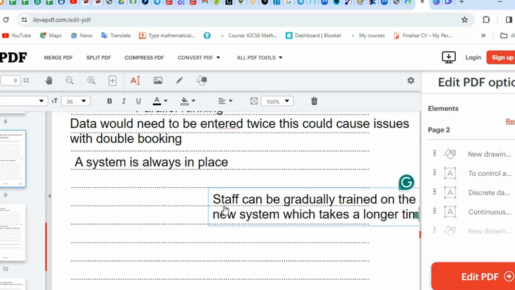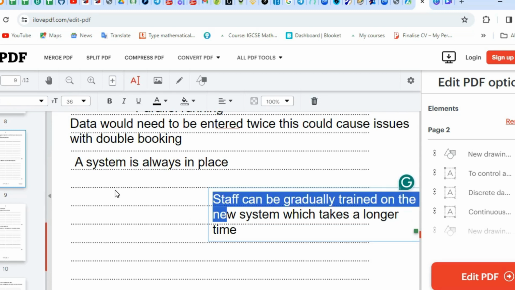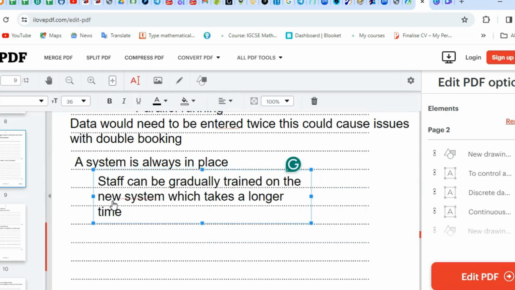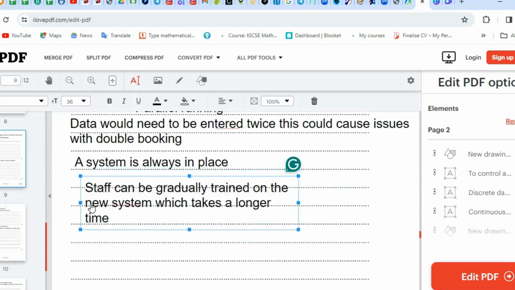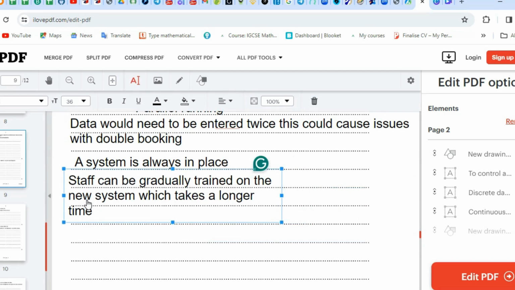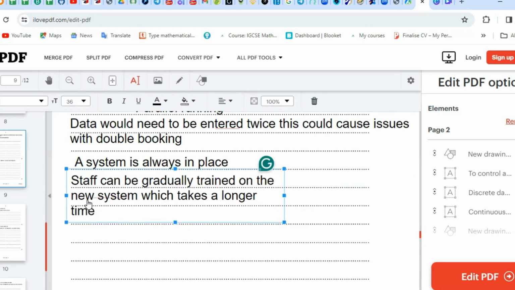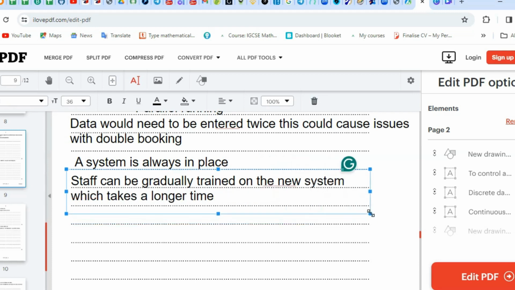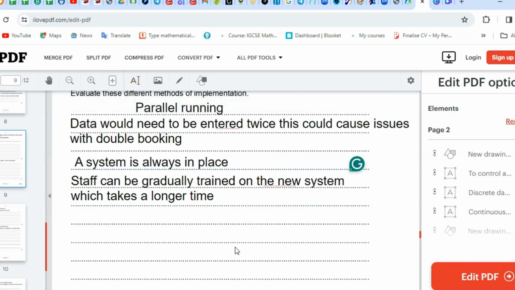Like I told you, I'm going to read the rest for you. Another one is parallel running is more expensive than direct changeover. It is more expensive to operate, as there are two sets of staff or two sets of operating systems. That is why it is a bit more expensive than direct changeover. So let's go to direct changeover now.